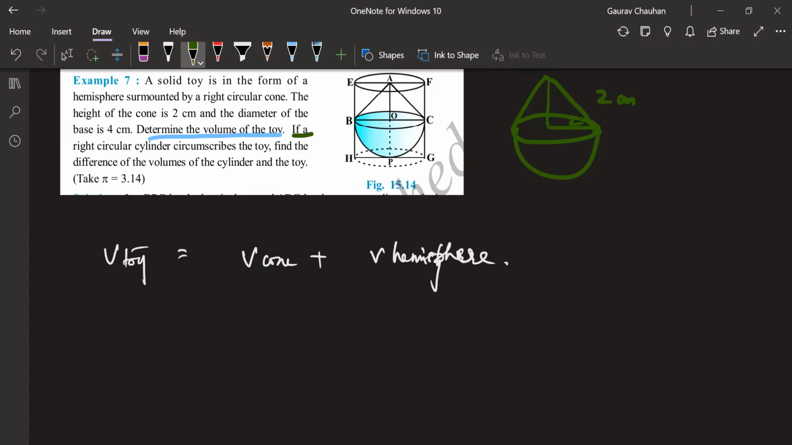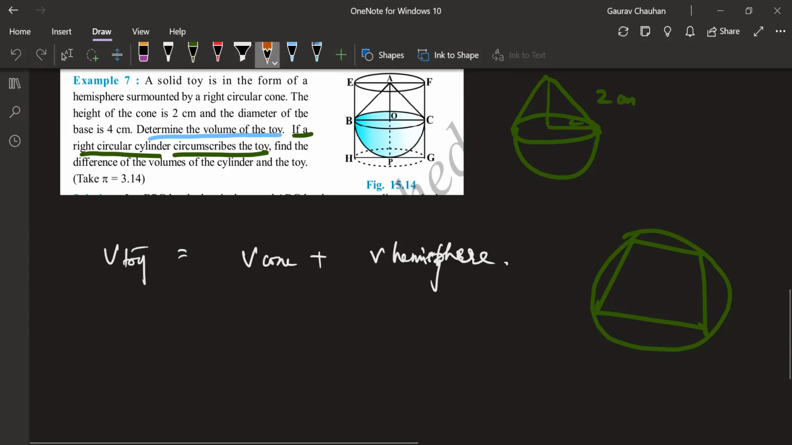Now they are saying if a right circular cylinder circumscribes the toy. You remember the word circumscribe from the circles chapter? Areas of circles chapter also. What was the meaning of the word circumscribe there? Let me just quickly remind you. If a circle circumscribes a quadrilateral, it meant that it was touching all the vertices of the quadrilateral. Just touching all the vertices of the quadrilateral means the circle was circumscribing the quadrilateral. Similarly, a circle circumscribing a triangle means it was touching all the vertices of the triangle.